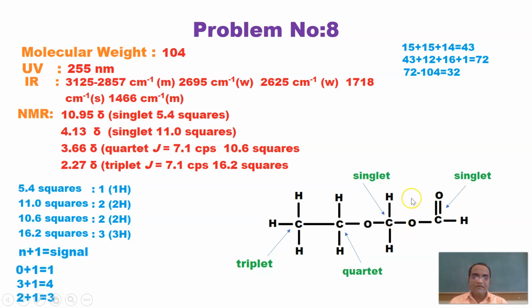See, the delta value for this type of aldehyde is around 8 or 8.5 or at most 9, but it is quite deshielded. It means that it is having a more electronegative atom. So that is why it is coming at 10.95. So here I have written oxygen. Now the structure fits. So now the molecular weight becomes 104.